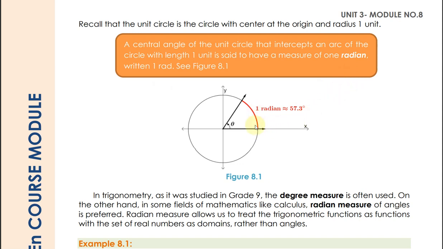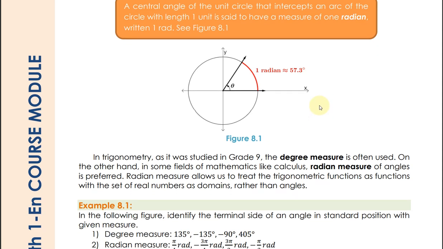So, again, this is our central angle. This is our initial side. This is our terminal side. And this is our central angle, theta. It has this length. This length is equivalent to 1 radian, or that is equivalent to 57.3 degrees. I will show you later where that comes from, when we learn how to convert radians to degrees.